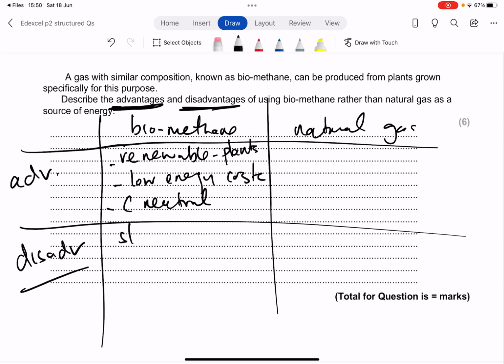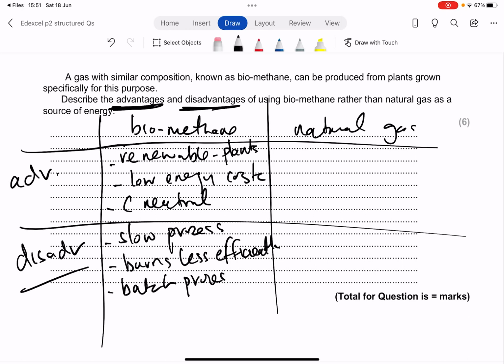What about its disadvantages? Well, it's a slow process. It burns less efficiently. It's a batch process, because when we make biomethane, it's not a continuous process. We work in small amounts, so it's labor intensive. So it can increase costs.